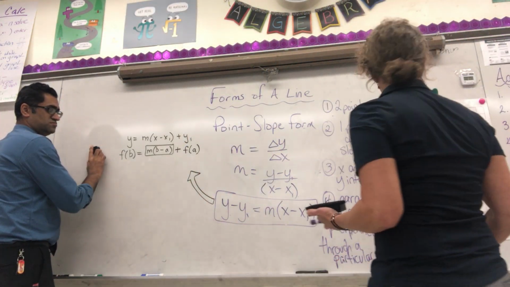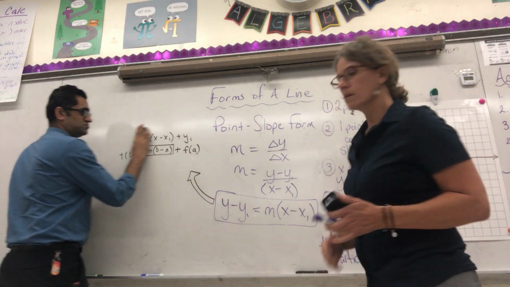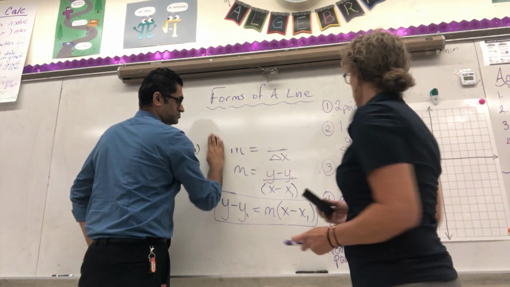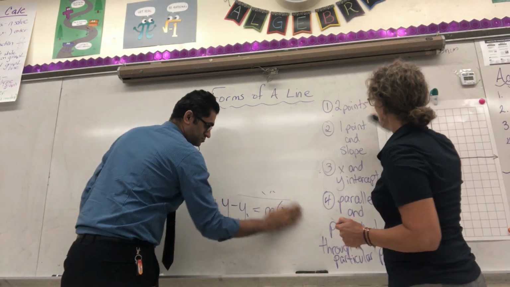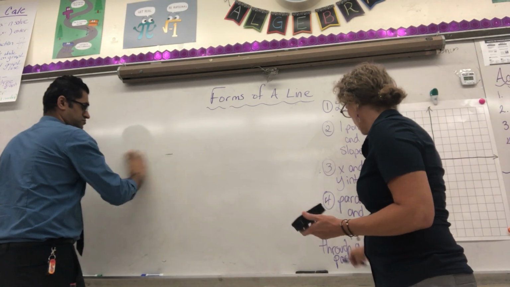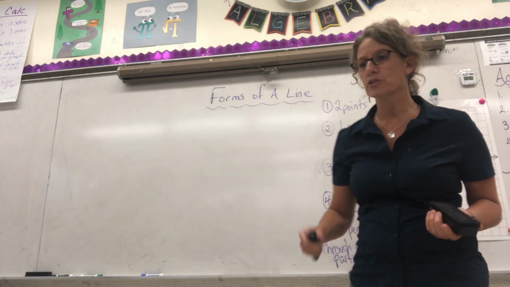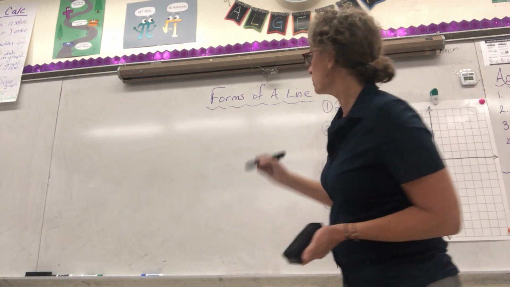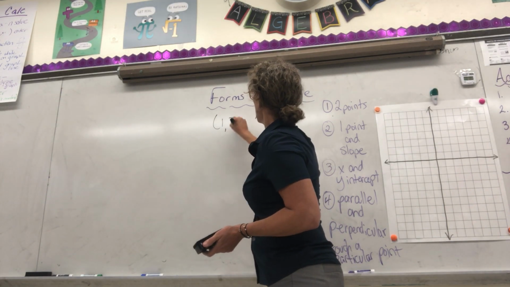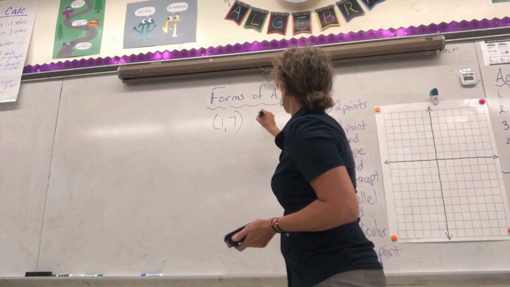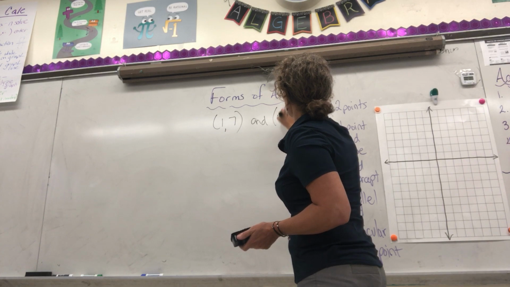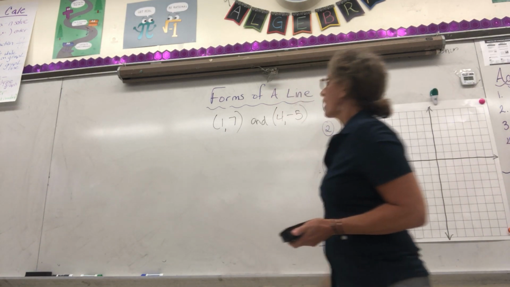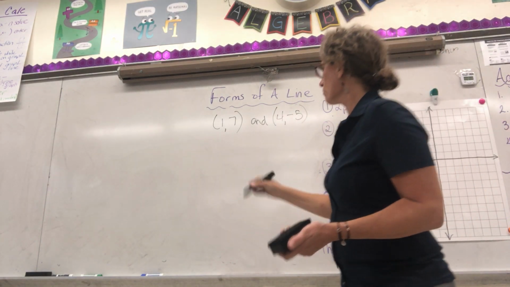Okay, so let's erase our board. Take a moment to write down any questions that you have right now. And we're going to start with our first example of writing the equation given 2 points. Okay, so my 2 points today are (1, 7) and (4, -5). Now, these 2 points, I'm going to use the point-slope formula.